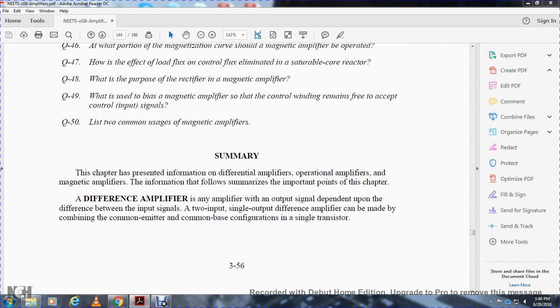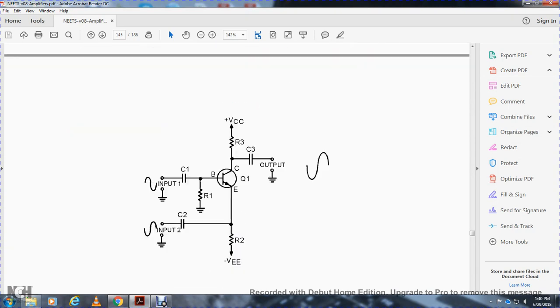A difference amplifier is an amplifier where the output signal depends upon the difference between the input signals. A two-input, one-output difference amplifier can be made by combining common emitter and common base configurations in a single transistor. It shows input 1, input 2, capacitor 1, resistor 1, capacitor 2, base, emitter, collector, collector voltage, resistor 3, capacitor 3, and output.